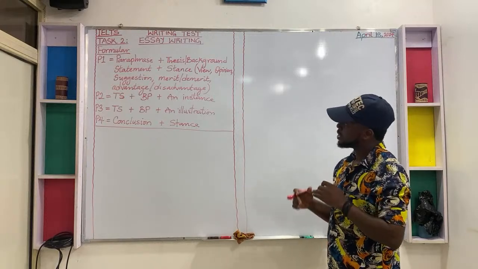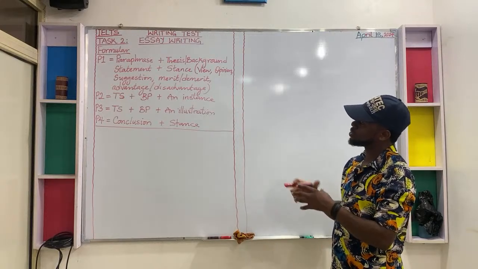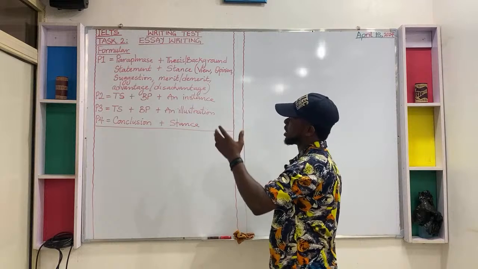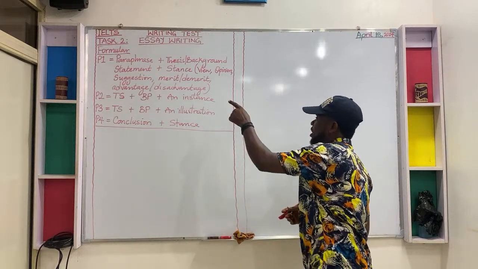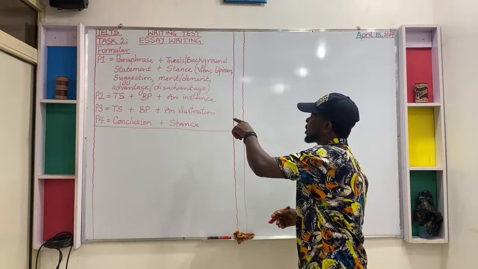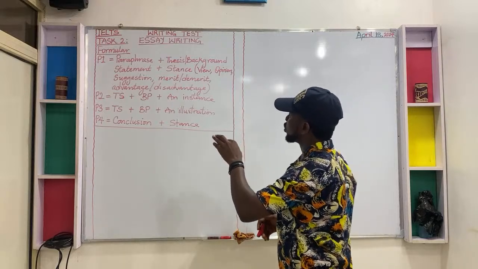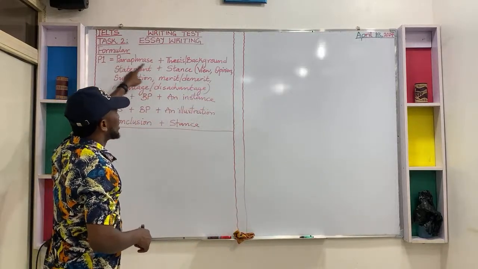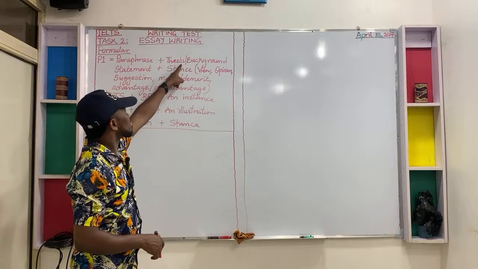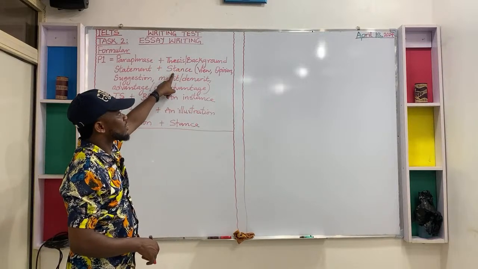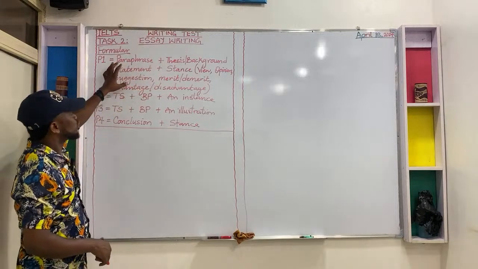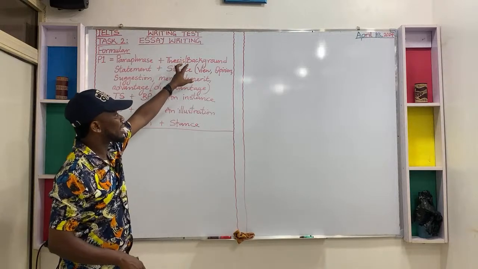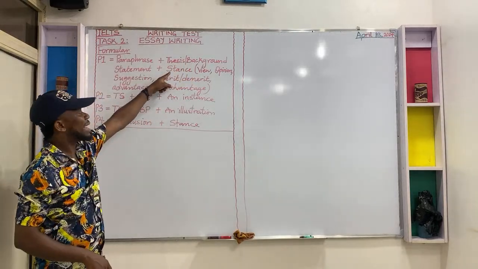So having a 4 paragraph essay simply means you have achieved the standard template required by IELTS examiners. Now let's look at the components, or contents, or constituents of these paragraphs. The first paragraph you are to write on the day of your essay writing should comprise paraphrase, thesis or background statement, and stance. Your first paragraph should show paraphrase, thesis or background statement, and your stance.